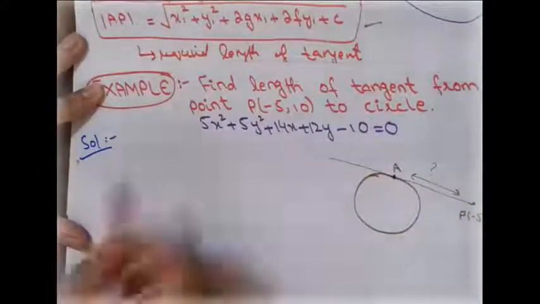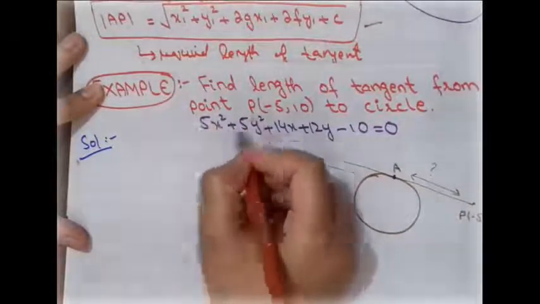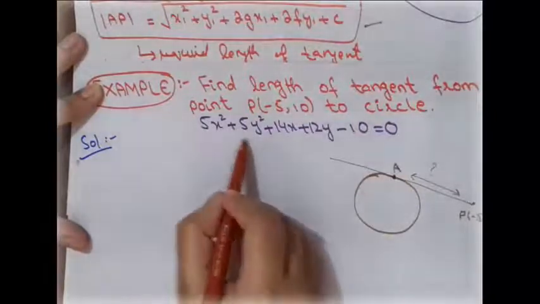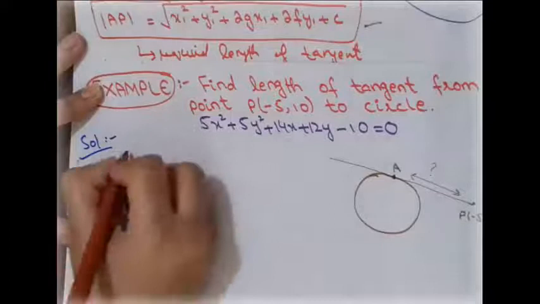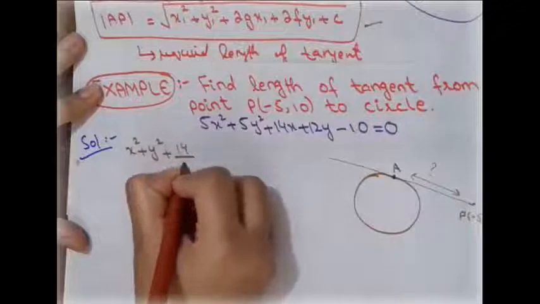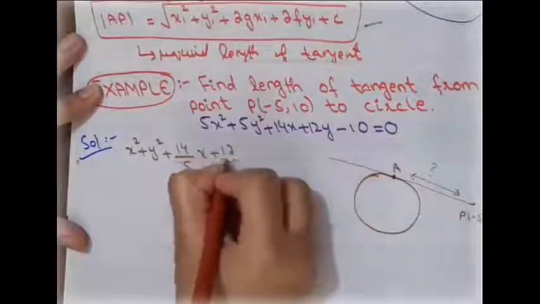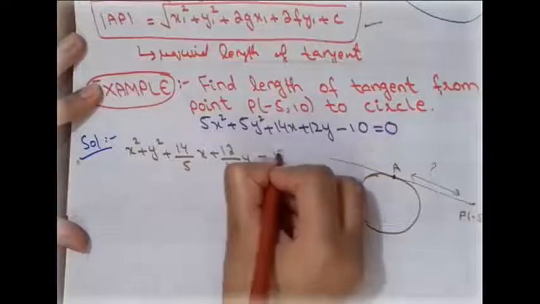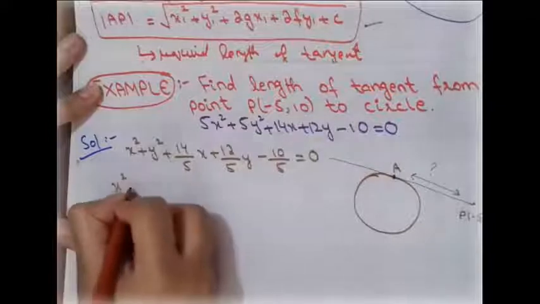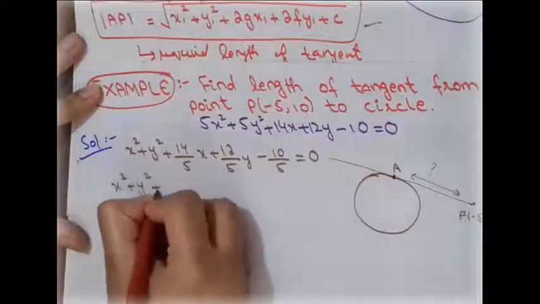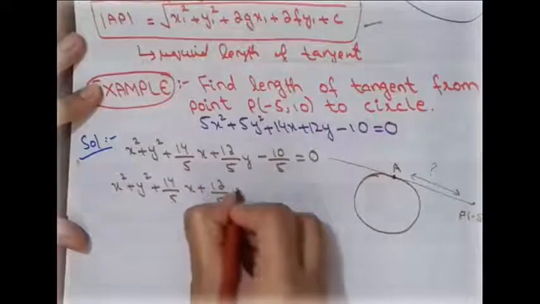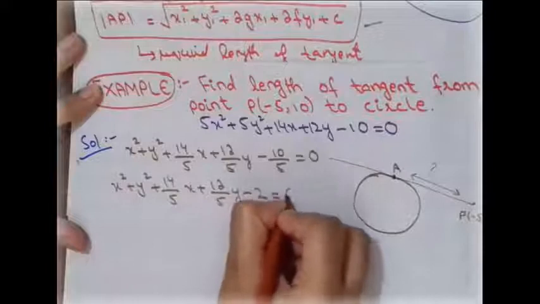In the general equation of a circle, the coefficients of x squared and y squared must be 1. So the first step is to divide the whole equation by 5. So we are left with x squared plus y squared plus 14 divided by 5 x plus 12 divided by 5 y minus 10 divided by 5, which equals 0. Simplifying, it will be minus 2, which equals 0.